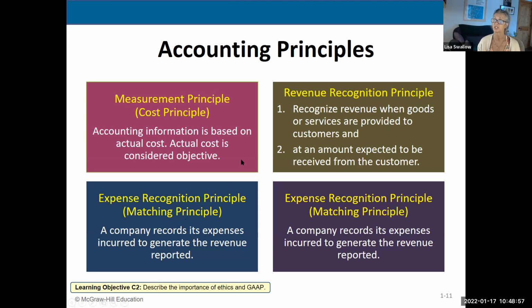Already you're starting to learn from these two things that it's not when cash trades hands, it's when the service is provided, revenue recognition, or when the expense is incurred, expense recognition. And then lastly, the matching principle tells us that we have got to match expenses in the same time period as the revenues they help to generate.